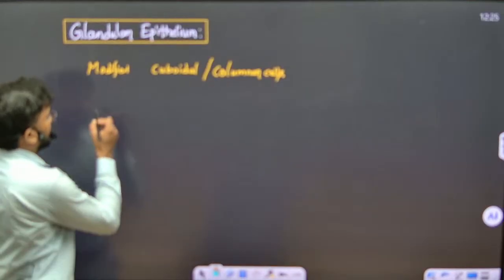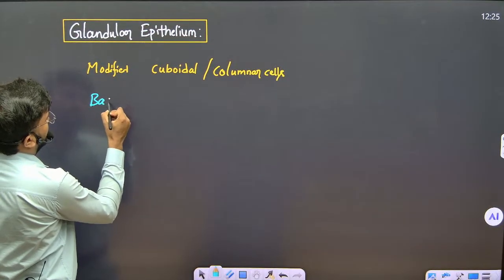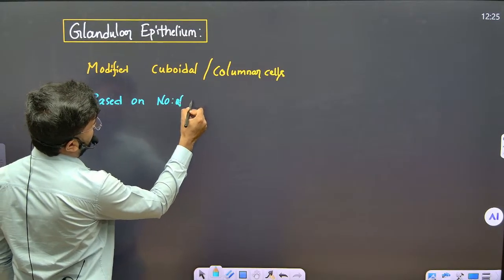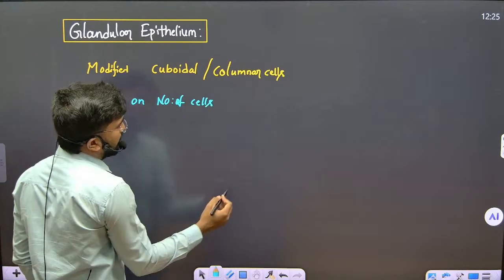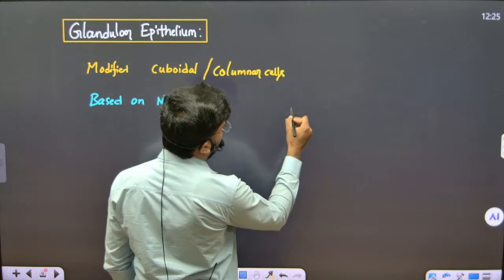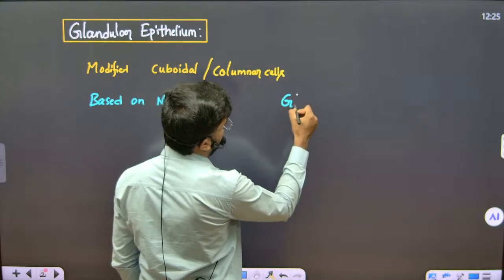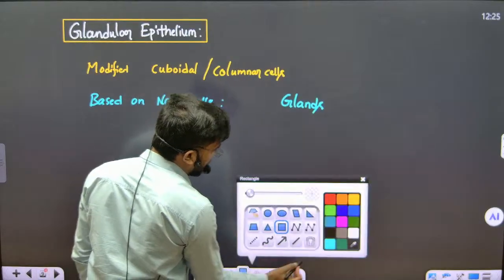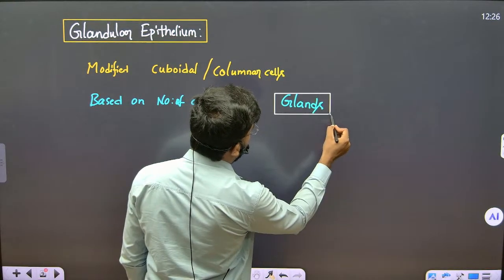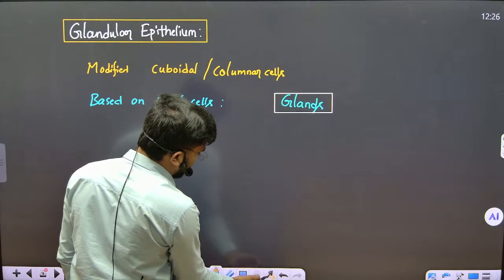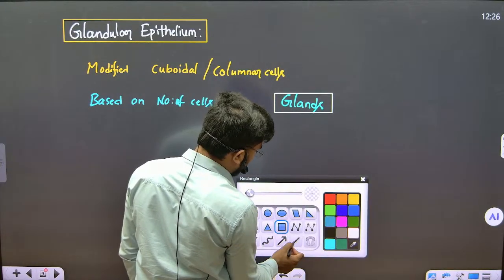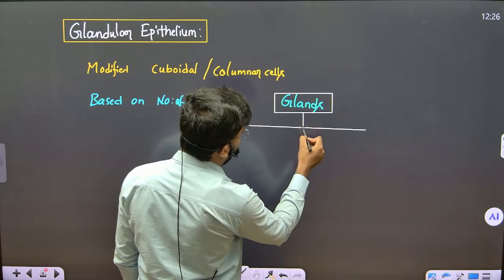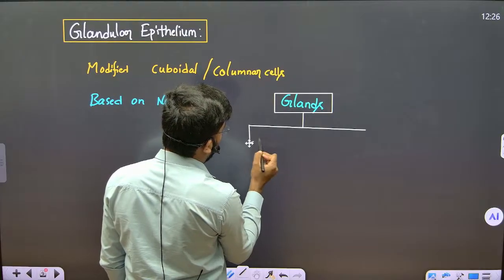So I'm writing here, based on number of cells, glands are two types. What are the glands? One is unicellular gland, another one is multicellular gland.